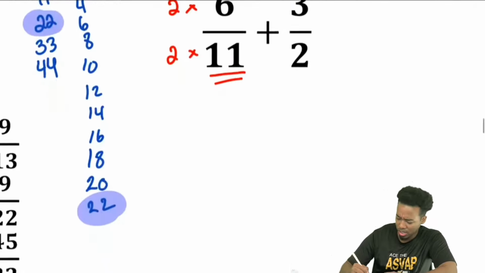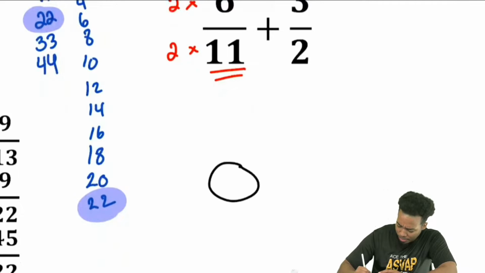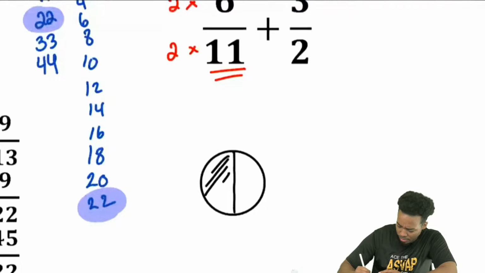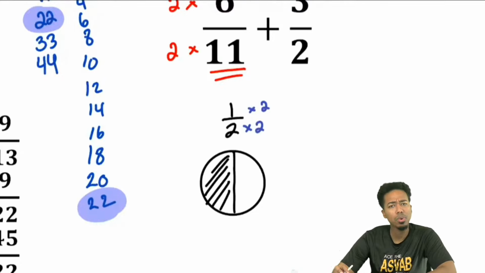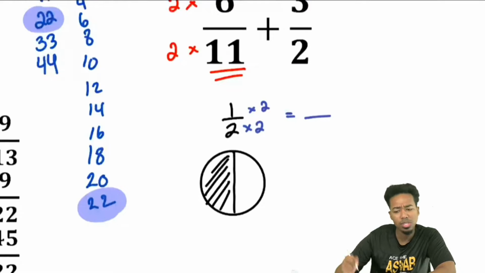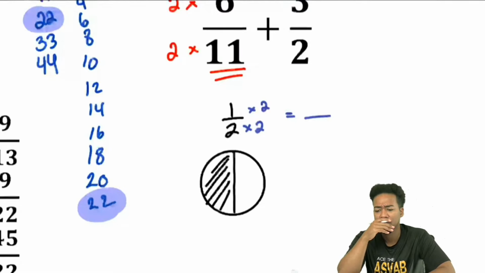Just take a look. If I have a pizza box and I have 1 out of 2 slices, well, everybody, what if I went ahead and multiplied the numerator and denominator by, let's say 2, just to mess around? Everybody, 1/2 times 2 over 2, what's that going to be? 1 times 2 is going to be what, everybody? 2. 2 times 2, that's going to be 4.